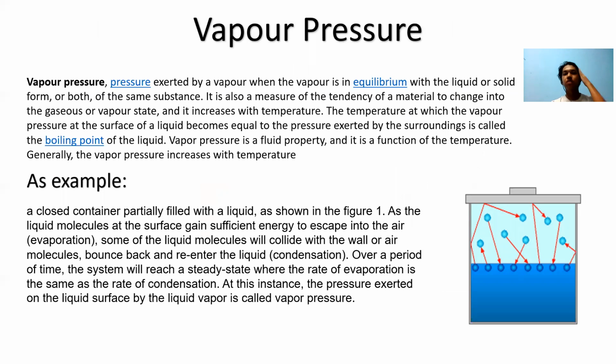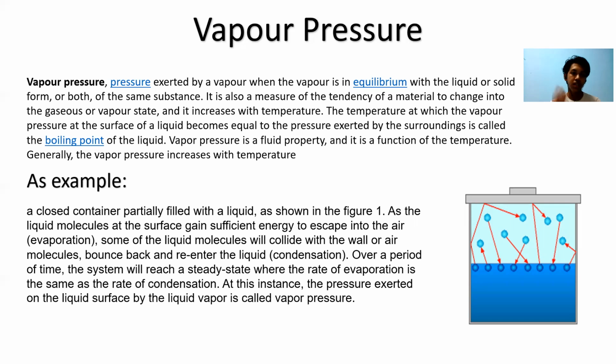Next, we are going to move to the vapor pressure. Vapor pressure is the pressure exerted by a vapor when the vapor is in equilibrium with the liquid or solid form, or both, of the same substance. It is also a measure of the tendency of a material to change into the gaseous or vapor state, and it increases with temperature. The temperature at which the vapor pressure at the surface of a liquid becomes equal to the pressure exerted by the surroundings is called the boiling point of the liquid. Vapor pressure is a fluid property and it is a function of the temperature. Generally, the vapor pressure increases with temperature.